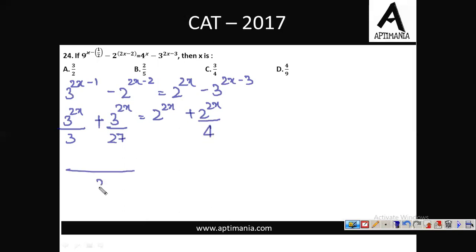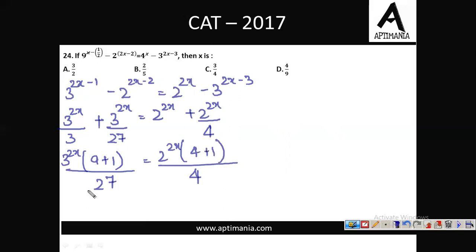I'll take the LCM to be 27 and I'll take 3 raised to the power 2x common. I'll have 9 plus 1 equal to, I'll take 2 raised to the power 2x common, and taking the LCM to be 4, this will be 4 plus 1. Right? So it will be 3 raised to the power 2x into 10 upon 27 equal to 2 raised to the power 2x into 5 upon 4. This will be 1 and this will be 2.